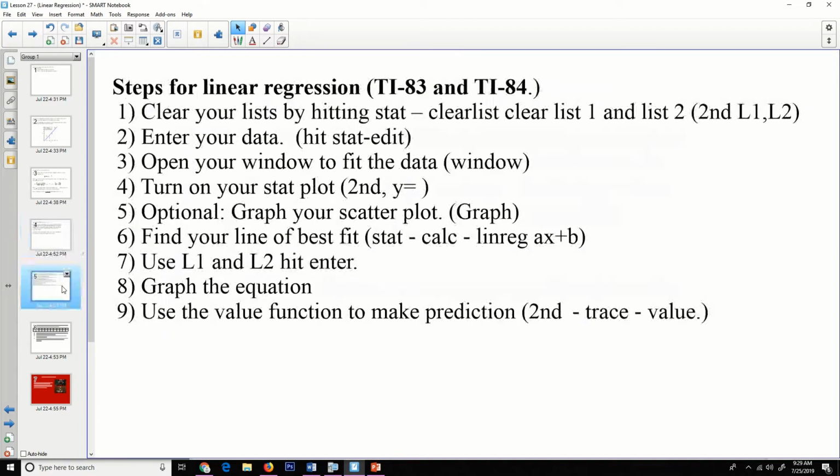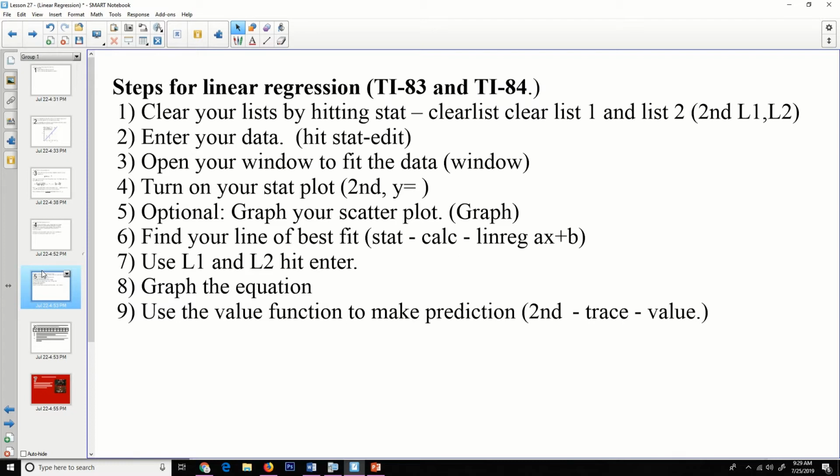So let's take a look at the steps that we're going to do, and these should look very similar to the last lesson, because we found the correlation coefficient by this method, and we kind of skipped over the actual regression part.